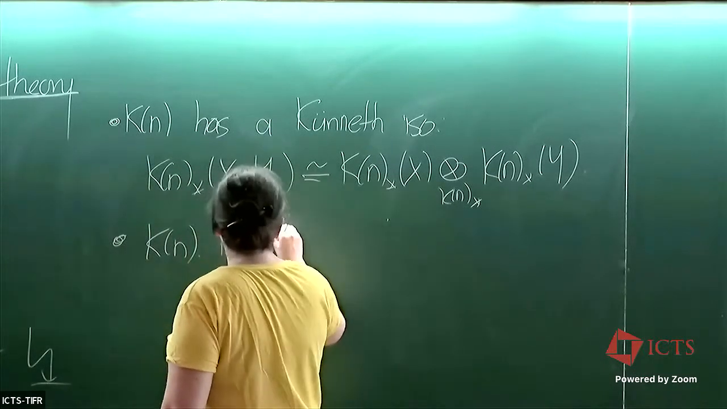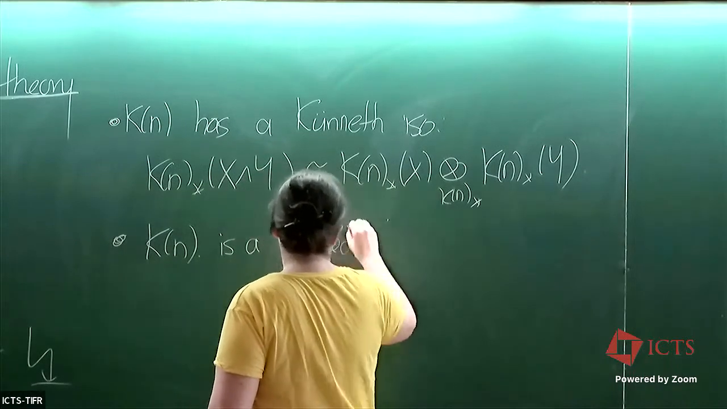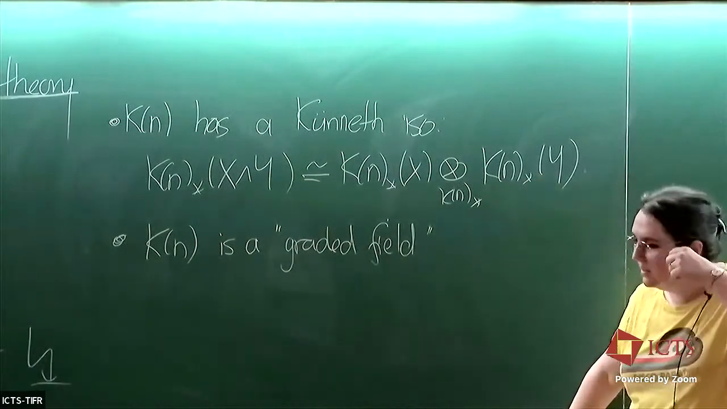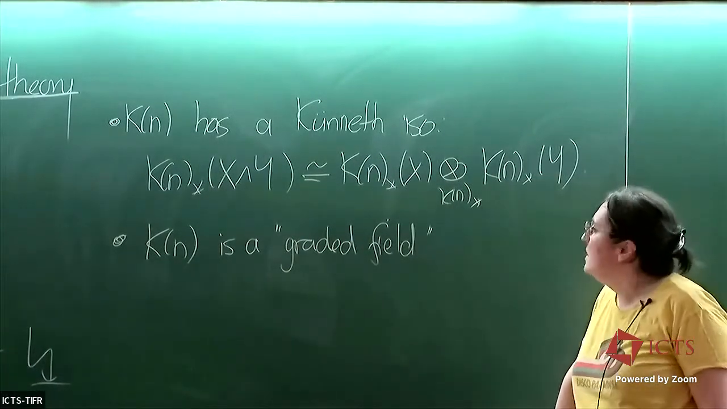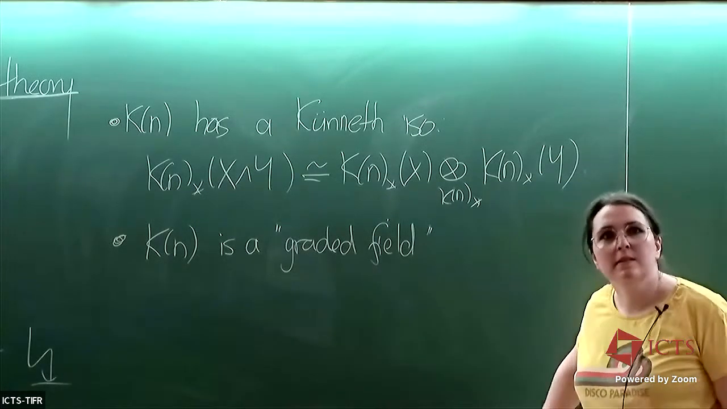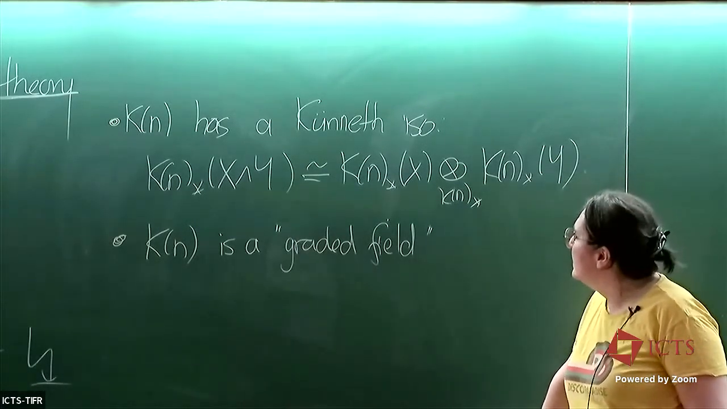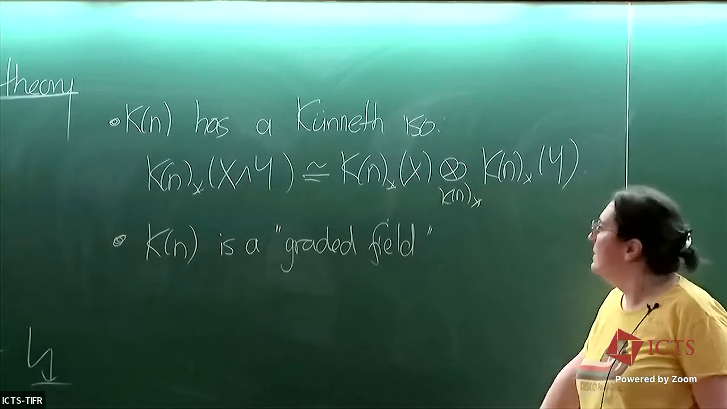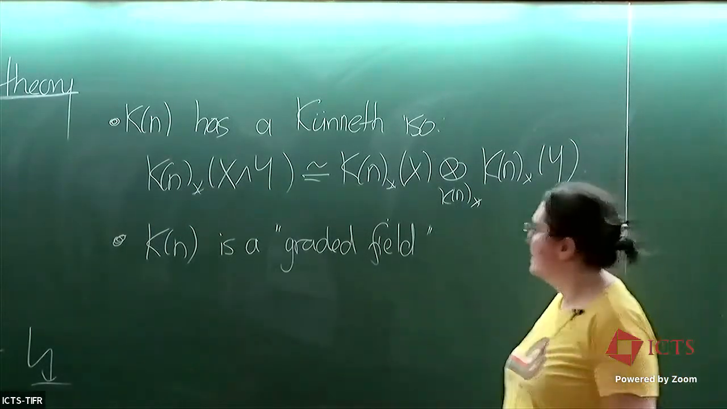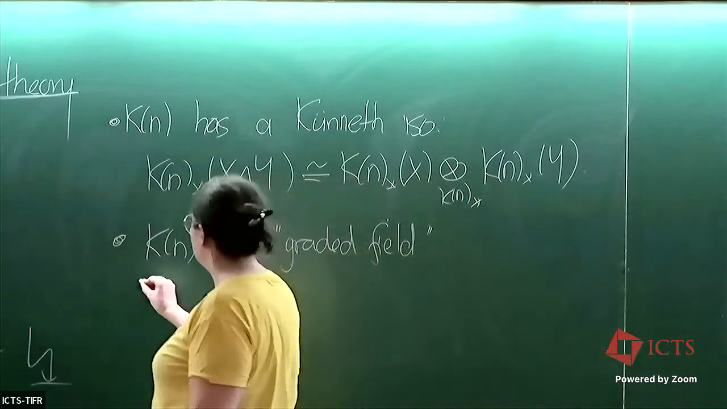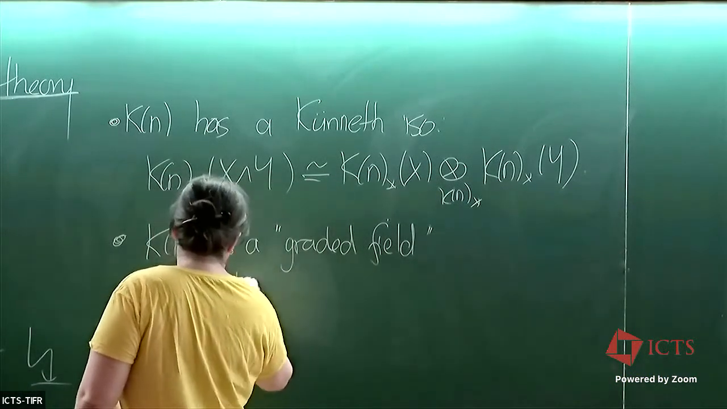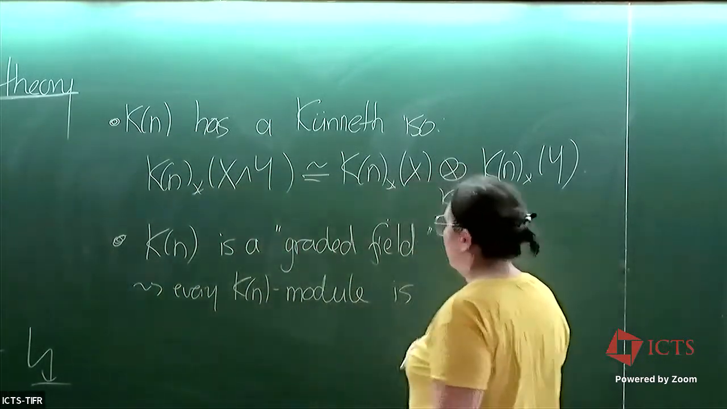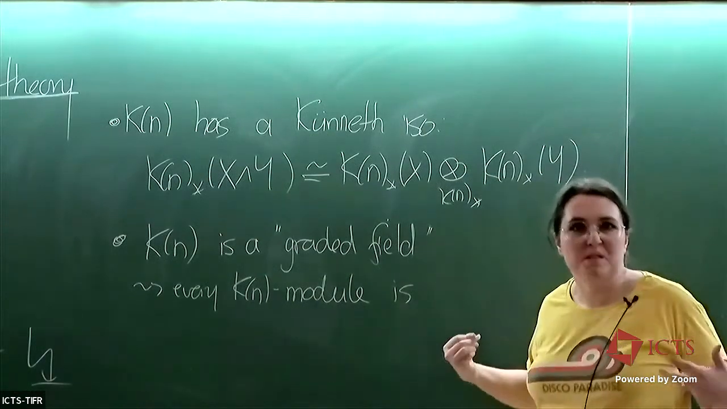So K_n is a graded field. What does that mean for a spectrum? It seems like a weird thing to say. Well, as we've all known since we were teenagers, every module over a field is free. And this is also true here in the sense that every K_n module spectrum is a sum of shifted copies of K_n itself.